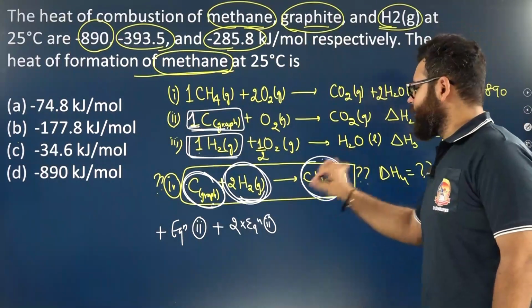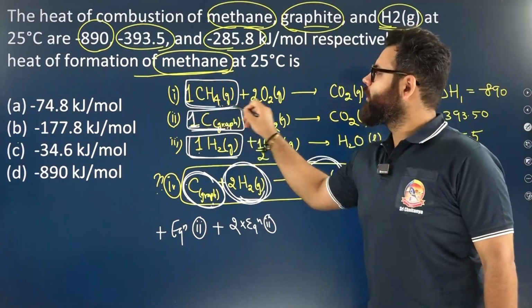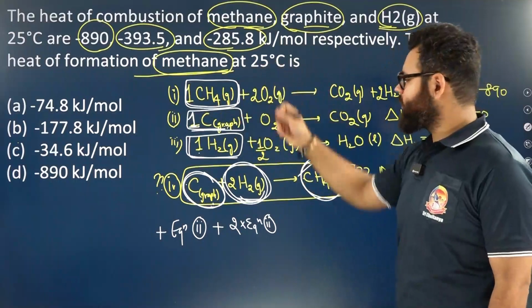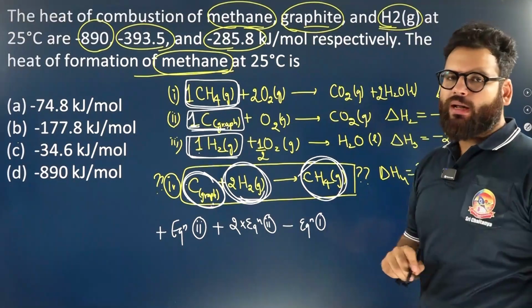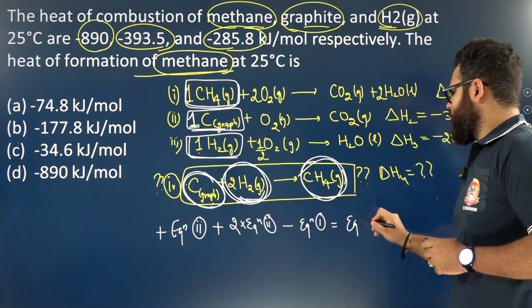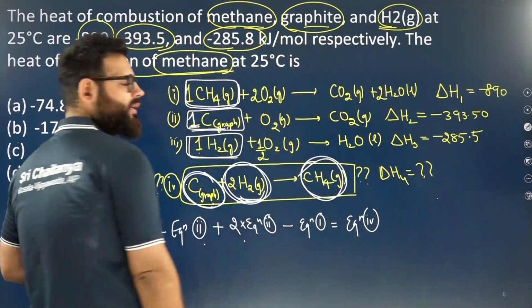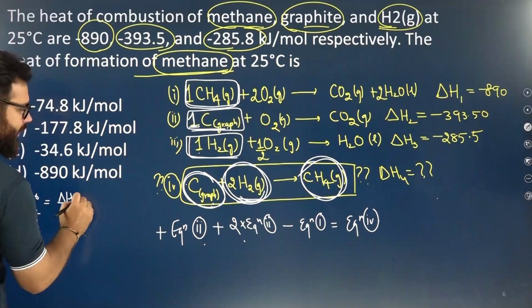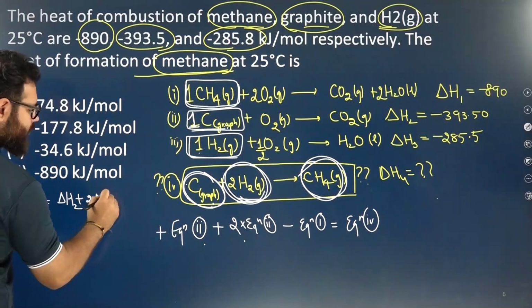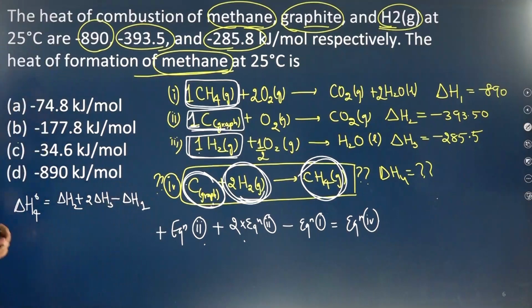Then what do I need? I need a methane. On the right hand side I need. Where is methane? It is on the left hand side. But I want it on right hand side. So I have to subtract the equation 1. So our answer becomes equation 4 is nothing but 2 plus double of 3 minus 1. So can I say our delta H of fourth reaction will be delta H of second reaction plus double of delta H of third reaction minus delta H of first reaction.